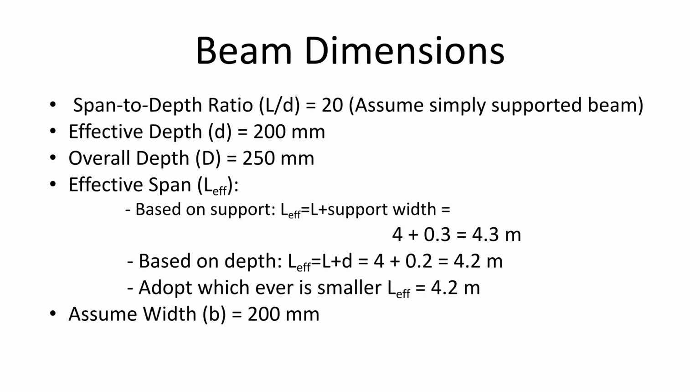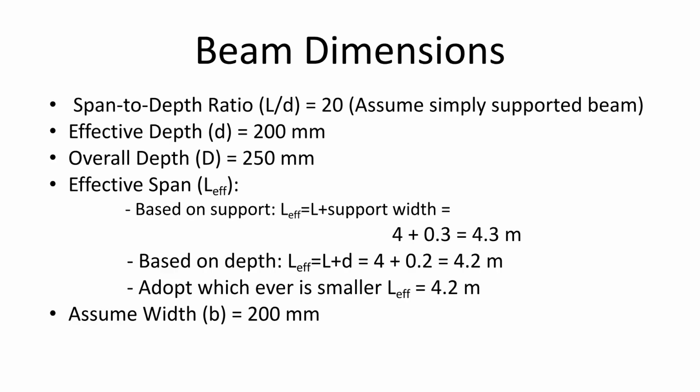Next, we determine the beam dimensions. Assuming a simply supported beam, we use a span to depth ratio concept. From page no 37 of IS 456, the span to depth ratio for simply supported beam is 20, and the effective depth calculated is 200 millimeters, and an overall depth is calculated by adding effective depth and cover. Overall depth is 250 millimeters, considering 50 millimeter cover.